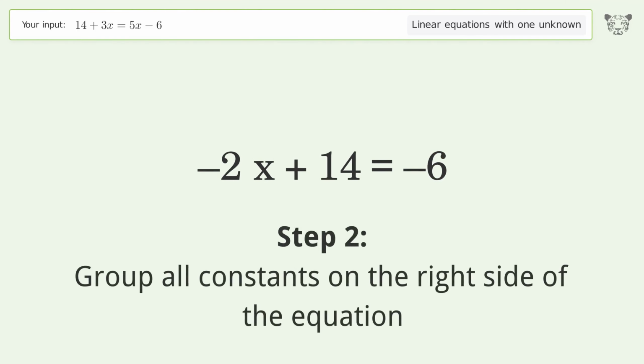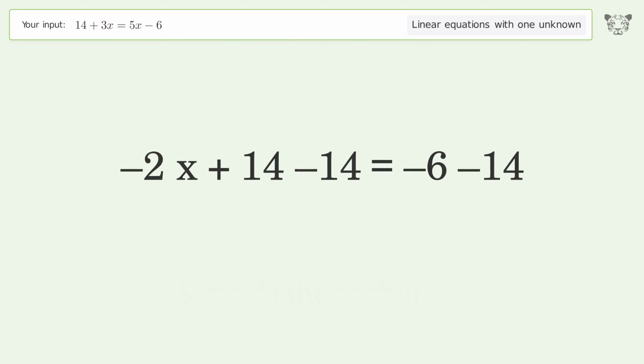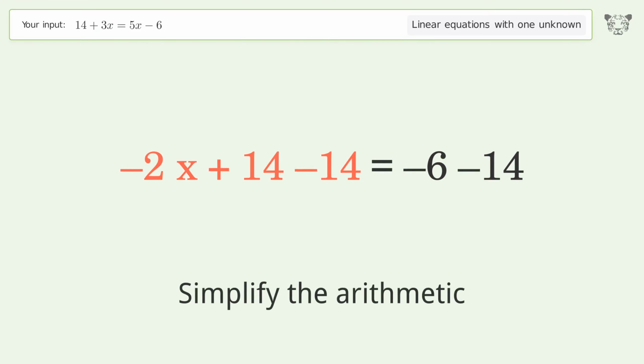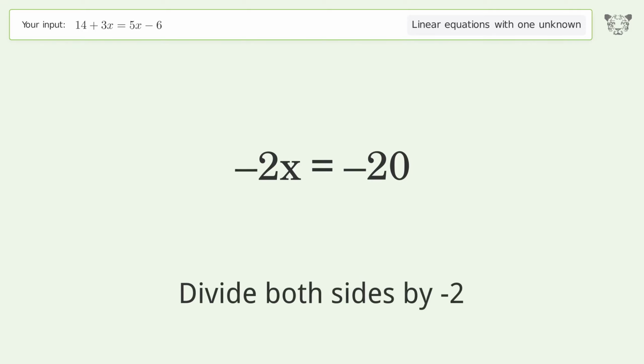Group all constants on the right side of the equation. Subtract 14 from both sides. Simplify the arithmetic. Isolate the x. Divide both sides by -2.